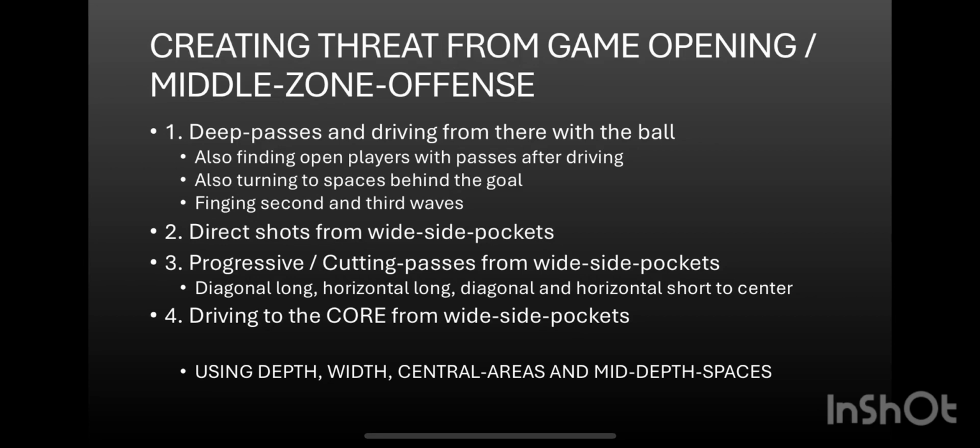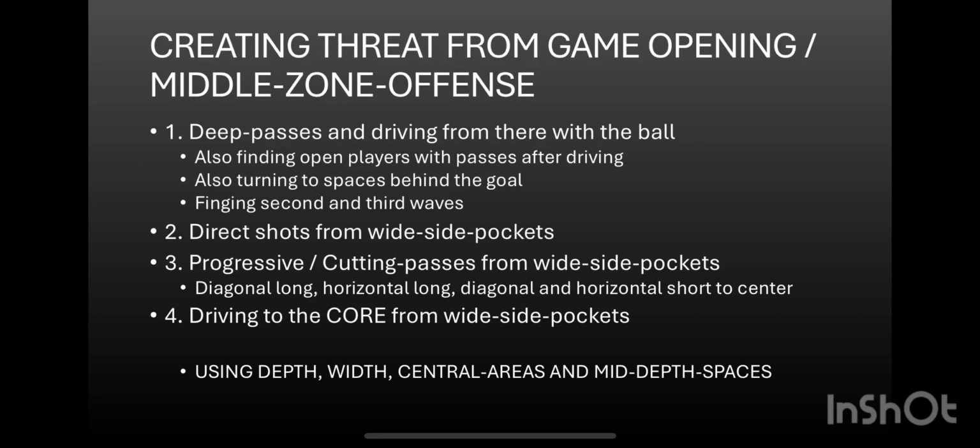You may find cutting passes to free players after driving from the deep areas. You might want to turn to the end board side towards the spaces behind the goal and then either drive towards the net or find free players from that turning motion to the corner side. You might also find second and third waves of players coming to the goal scoring areas after receiving the ball in the deep areas.